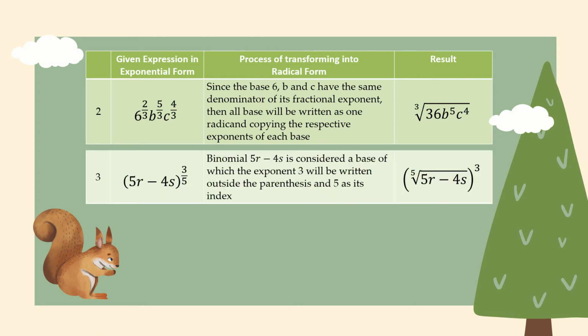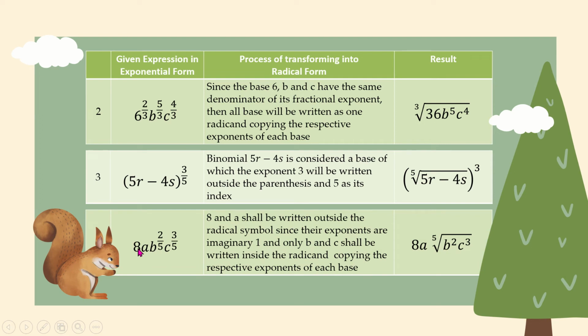Sample number 3. Base 5r minus 4s raised to exponent 3/5. The binomial 5r minus 4s is considered a base of which the exponent 3 will be written outside the parentheses, and 5 will serve as its index.